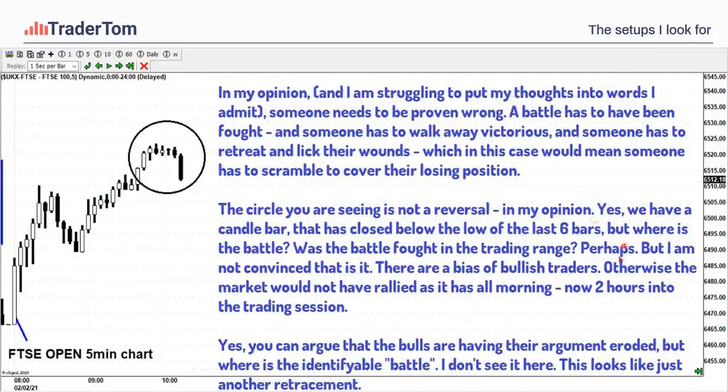Some would argue, perhaps, but I'm not convinced that it is. There's a bias of bullish traders, hence we have a trend higher. Otherwise, the market would not have rallied as it has all morning, now 2 hours into the trading session. Yes, you can argue that the bulls are having their argument eroded, but where's the identifiable battle? I don't see it here. This looks like just another retracement.